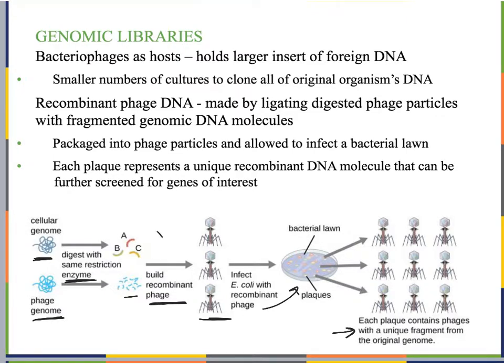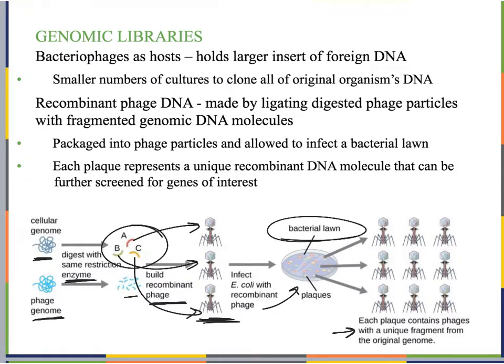So again, we're chopping up the whole genome into pieces. This one has A, this one has B, this one has C, and when we place these in with a bacterial lawn, the phages are going to insert themselves into the bacteria. They're going to go through the lytic cycle, which means they eventually burst the cell and kill it. In these plaques, which are areas that don't have bacteria, each plaque will contain phages with these different fragments. So we can see that stepwise up here.